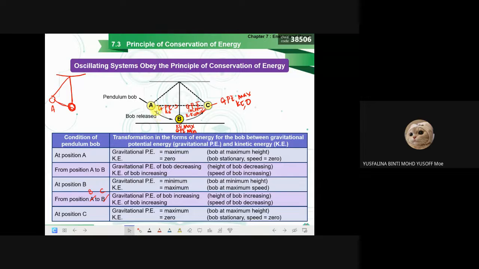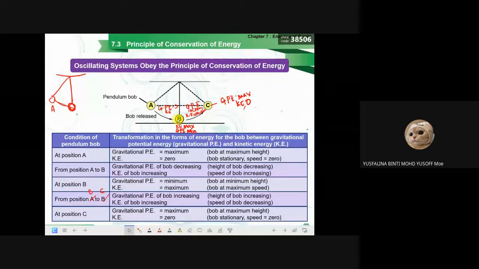It means the energy starts to transform from the gravitational potential energy to the kinetic energy from point A to B. This is because the position now becomes lower, right? So the GPE is lower, then the kinetic energy will take over and increase. Then at position B, the kinetic energy is maximum but the GPE is minimum. All the gravitational potential energy has already turned into kinetic energy at point B.